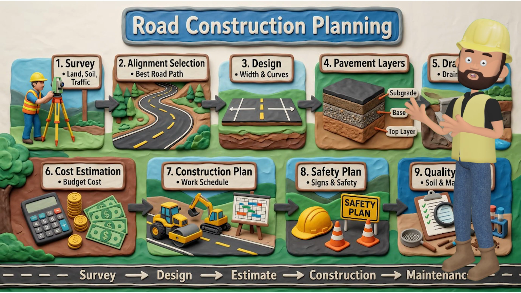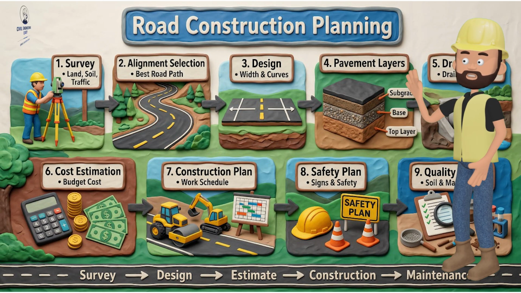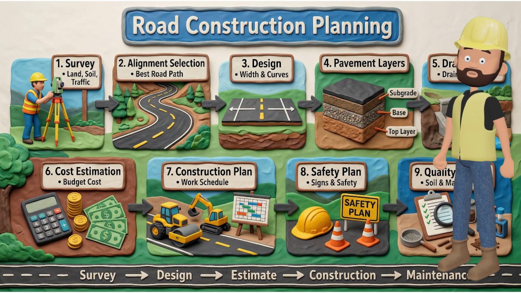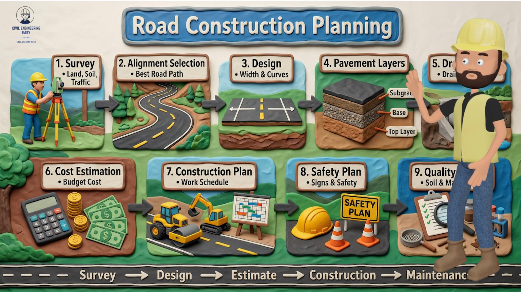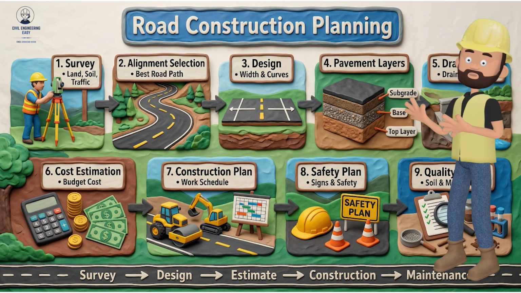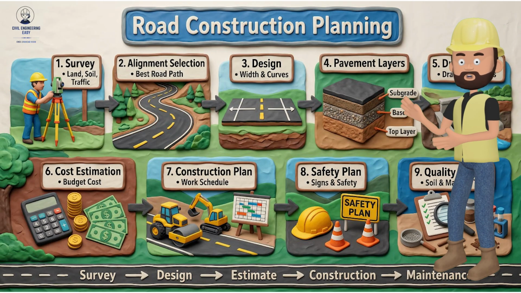Step 4 covers pavement layers. A road pavement is not a single layer, it is a carefully engineered multi-layer system. From bottom to top, these layers are the subgrade, which is the natural or prepared soil foundation, the base, which provides strength and distributes loads, and the top layer, which is the wearing surface that vehicles actually travel on. Each layer must meet specific material and compaction standards.